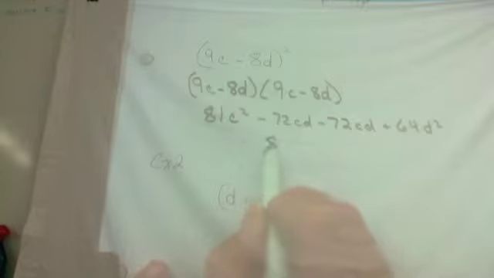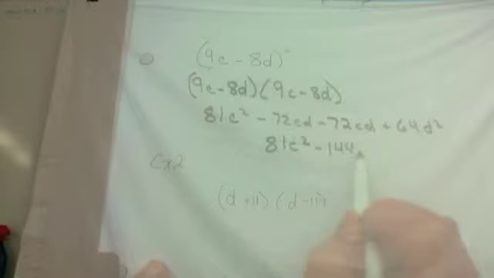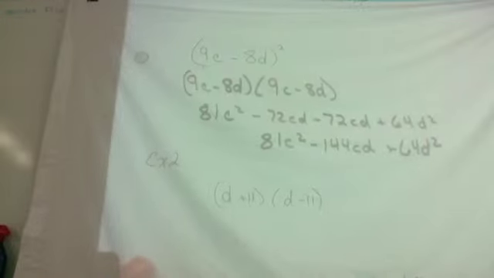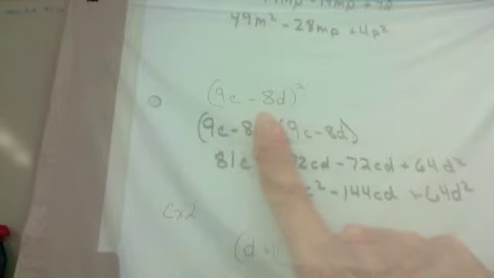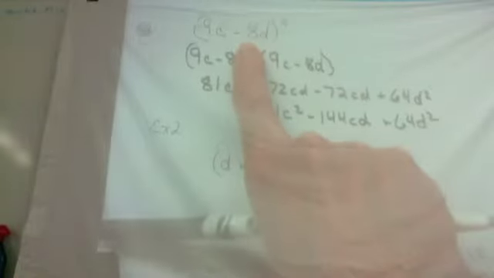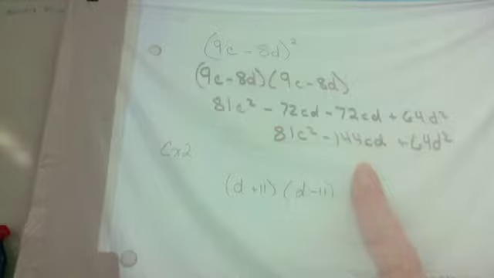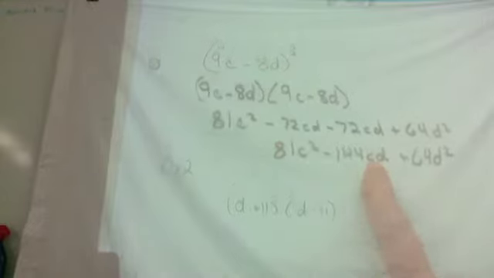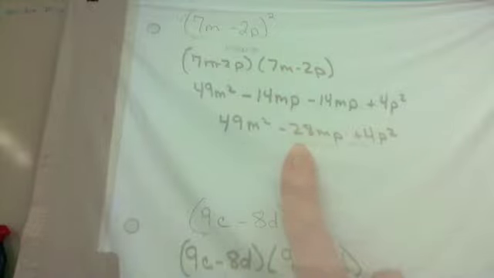So I'm going to get 81c squared minus 144cd plus 64d squared. Okay. All right, so that's our first example, and we're taking and squaring two binomials. This is a binomial squared, and so anything that's being squared, the answer to this is a perfect square. If I square this, the answer to this is called a perfect square.